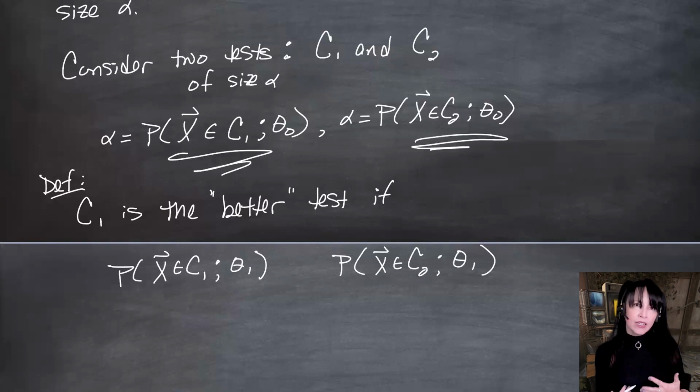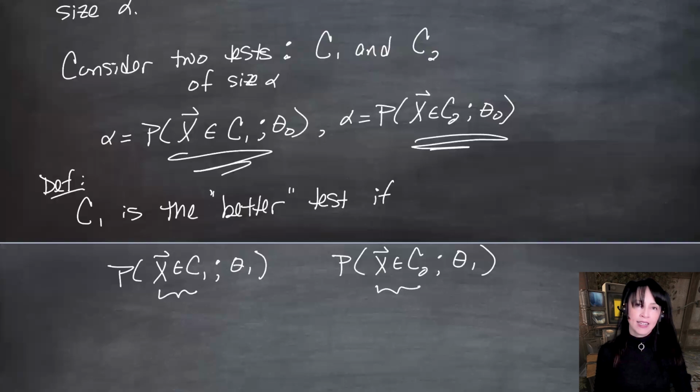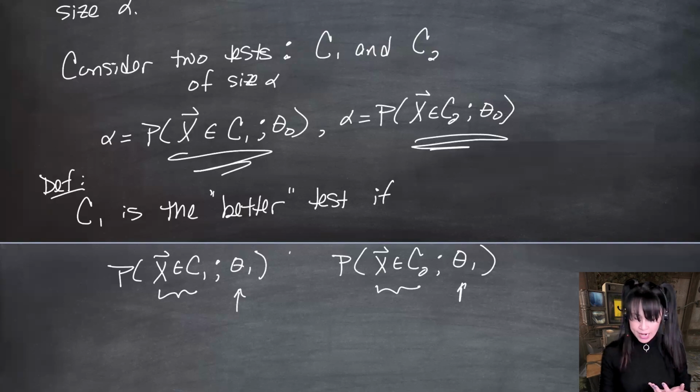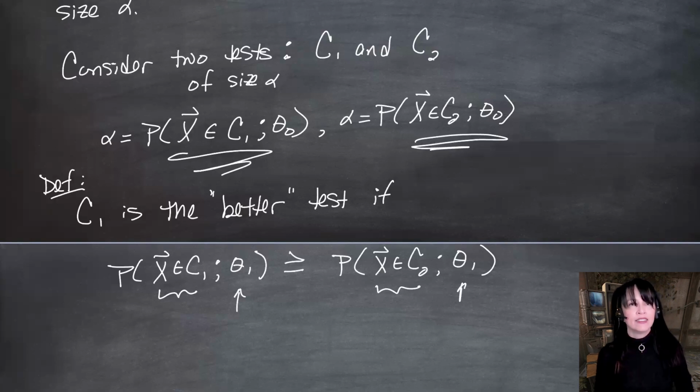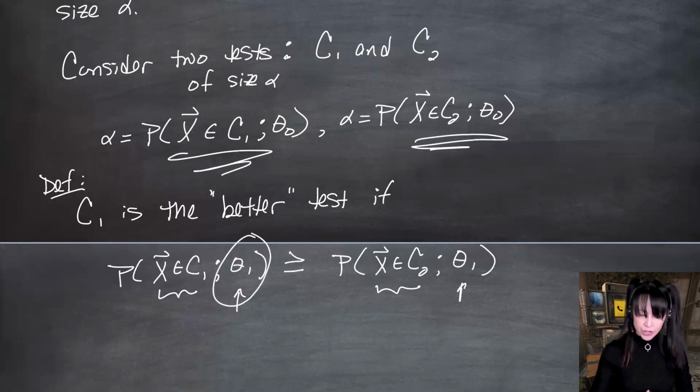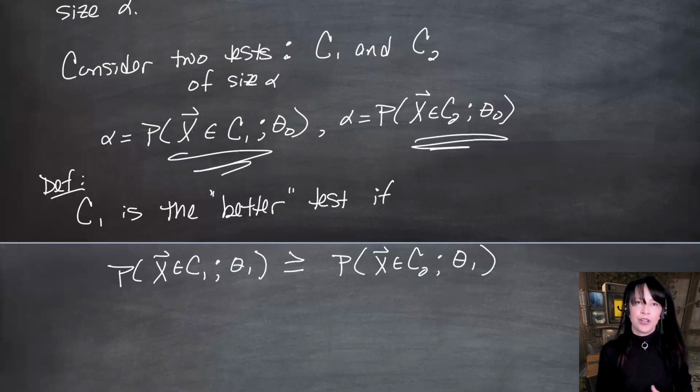And if you are in the critical region or rejection region, that's when you reject. So this says I'm rejecting using the first test, and this says I'm rejecting using the second test. And in both cases, the alternate hypothesis is true, so we should be rejecting. So if C1 is the better test, then we should have a higher probability of rejecting when the alternative hypothesis is true. So this is how we're going to define a better test if we have the simple versus simple kind of scenario.